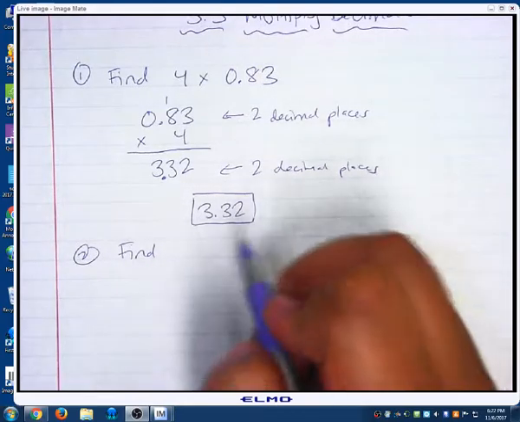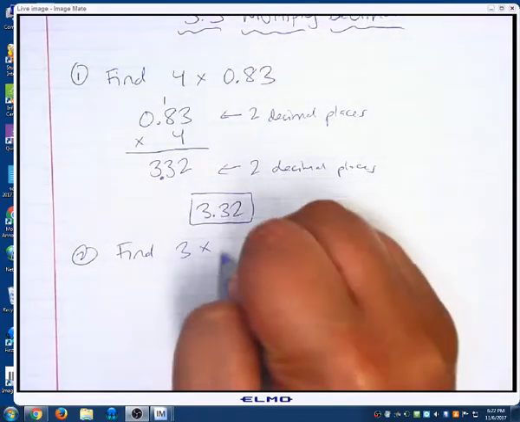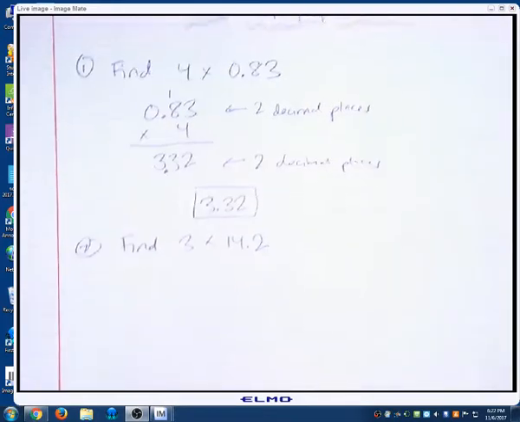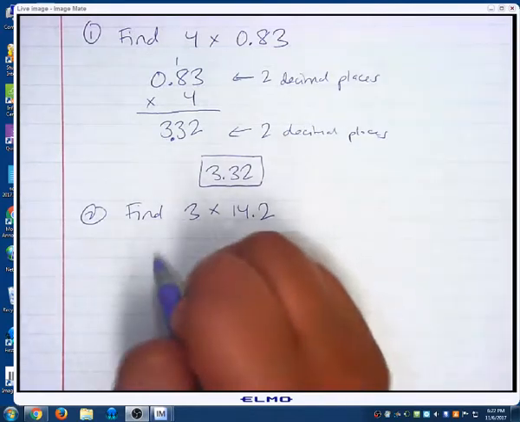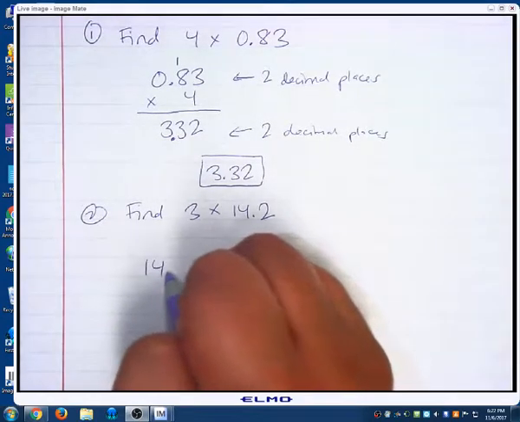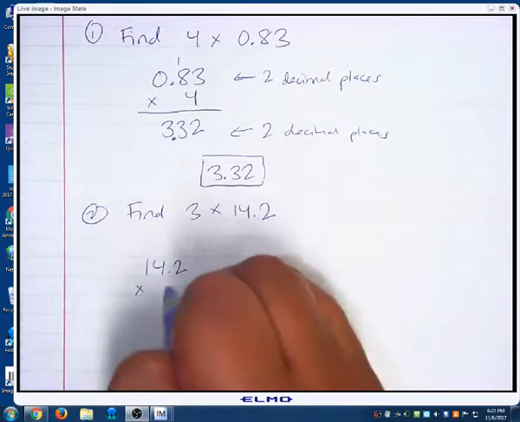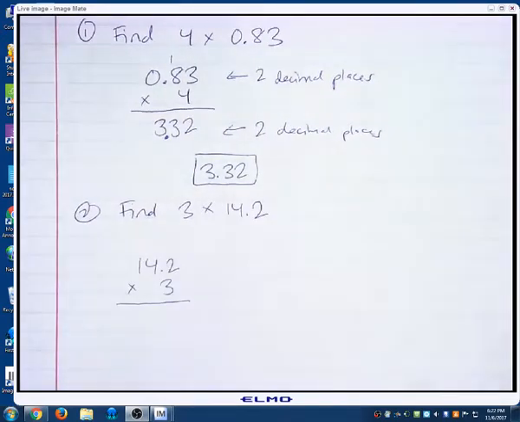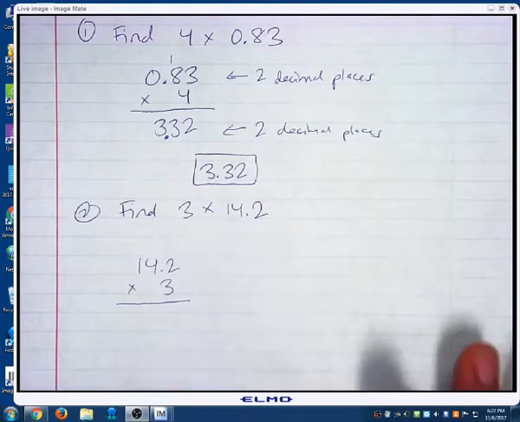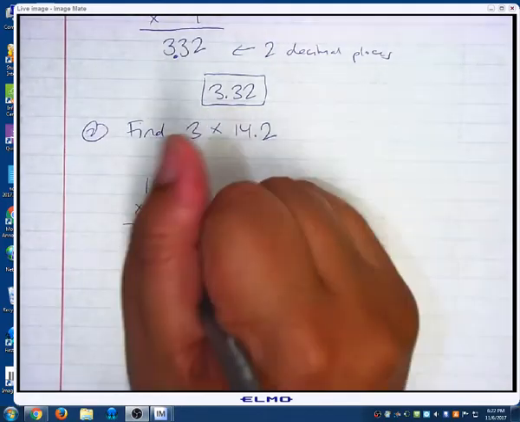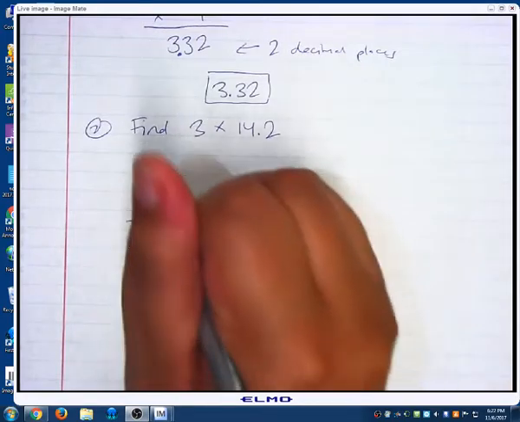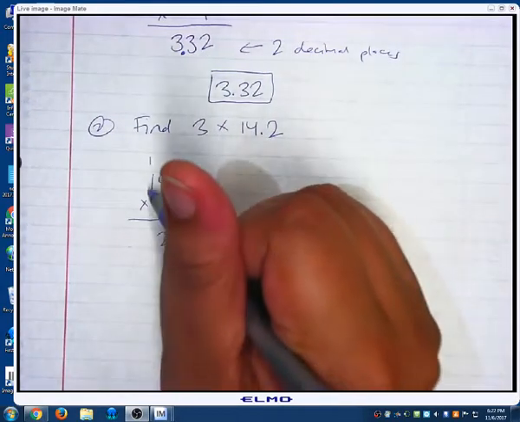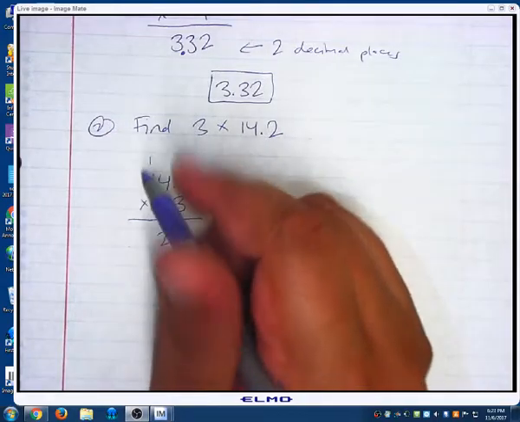All right, so for number 2, I'm going to find 3 times 14.2. So again, I'm going to write anything with the most digits on the top. So this time it's going to be 14.2 on the top and 3 on the bottom. And again, I'm just going to multiply like normal and then put my decimal point in when I'm done. So 3 times 2 is 6. 3 times 4 is 12. So I put the 2, carry the 1. 3 times 1 is 3, plus that 1 is 4.